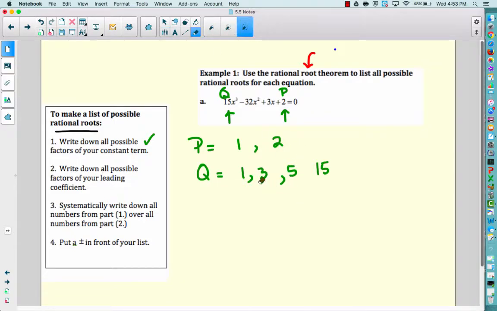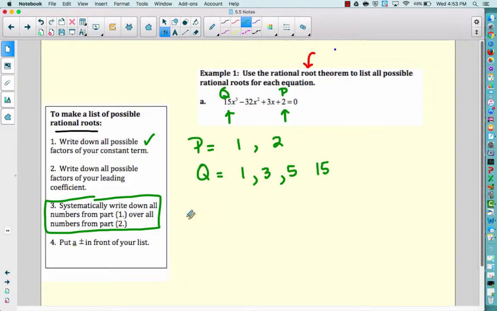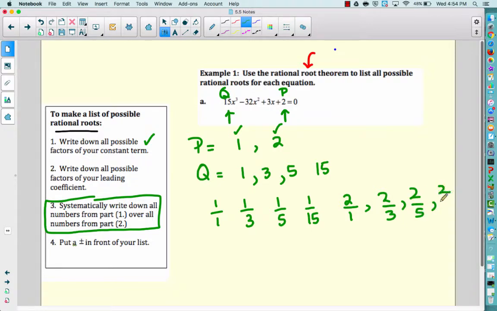Okay? So those are all the possible factors of the number 15. Then we systematically write down all the numbers from part 1 over all the numbers from part 2. So we have to go through each one. I'm going to start with 1. So I'm going to write 1 over 1, which is 1, 1 over 3, 1 over 5, and 1 over 15. All right. Then I'm going to go to 2, and I'm going to put 2 over 1, 2 over 3, 2 over 5, and 2 over 15.